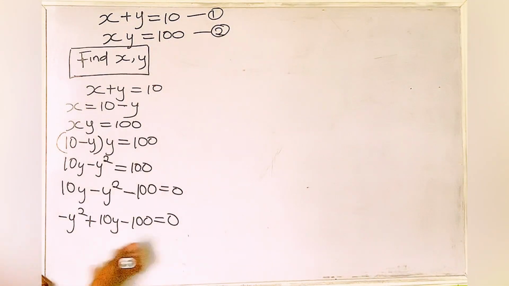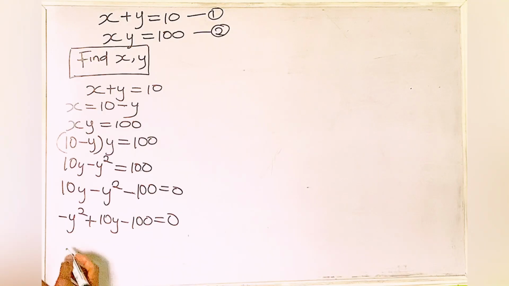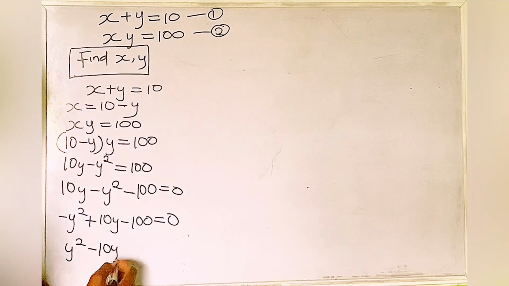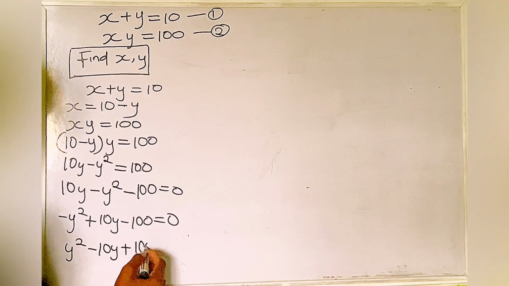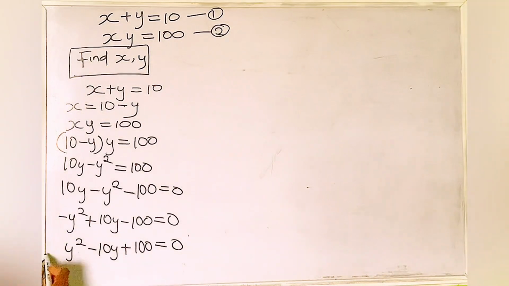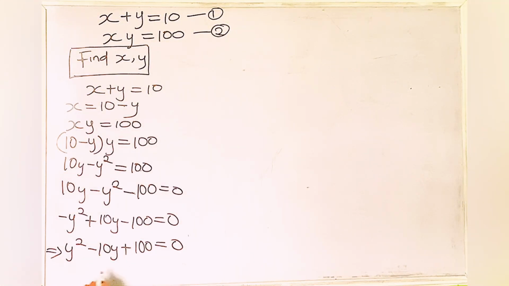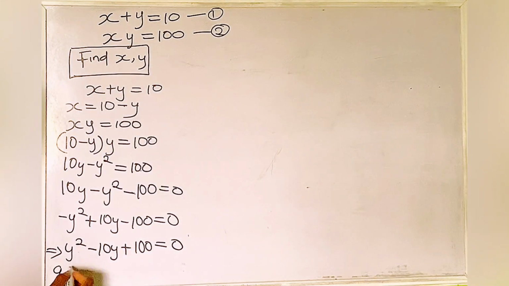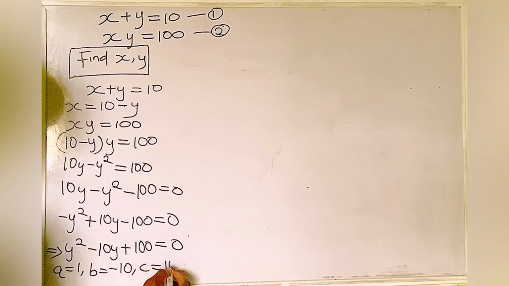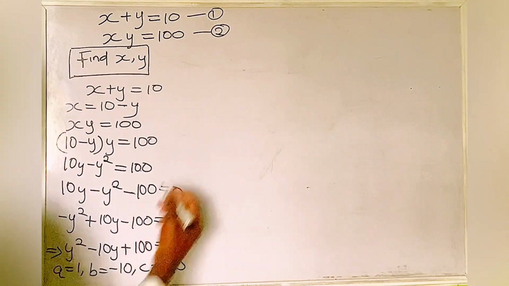Here, let's multiply all through by negative 1. It becomes y squared minus 10y plus 100 is equal to 0. Okay, so we have a proper quadratic equation that we can solve with the quadratic formula. Here a, the coefficient of y squared, is 1, b is minus 10, and c is 100. So the formula is what?